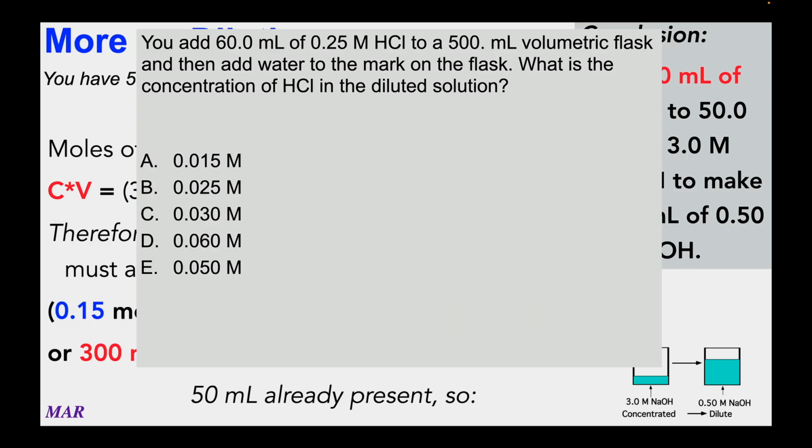So let's solve for C2. C2 then would be 60 times 0.25 divided by 500. Again, notice that as long as the volume units are the same thing, you don't have to change to liters unless you want to. Final concentration, 0.030 moles per liter. So in this example, we're diluting to 500 milliliters. We already had 60 milliliters, so we would add then 440 milliliters of water to make the 500 milliliter flask filled up. Good to go.